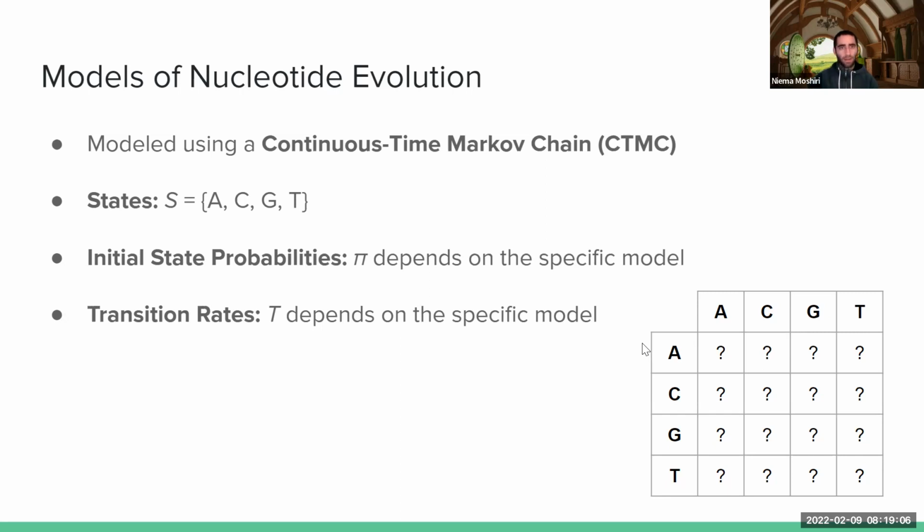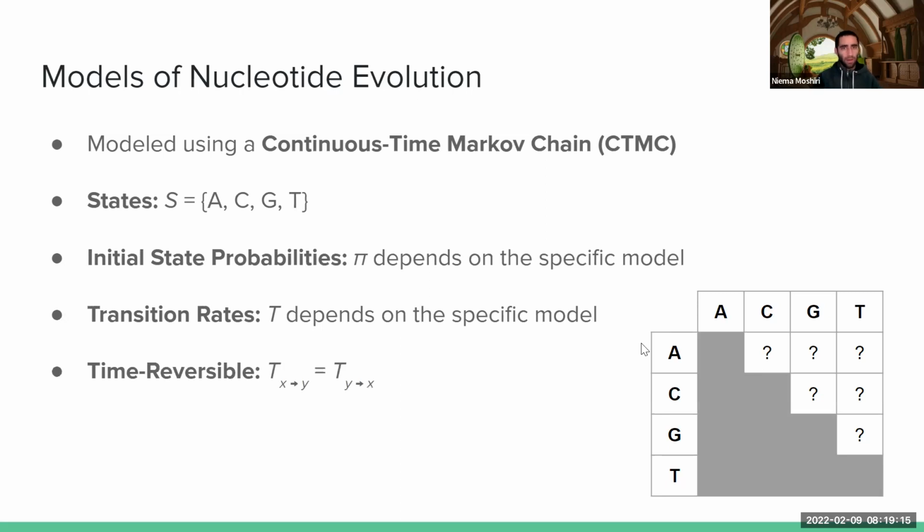Okay, and for simplicity, a lot of the models of nucleotide evolution are what are called time-reversible. So basically the transition rate from going from one state to another is the same as the reverse transition rate. So the transition rate of going from some letter X to some letter Y is the same as the rate of going from some letter Y to some letter X. Like the rate from A to C is equal to the rate from C to A. This is just a simplifying assumption that we typically make.